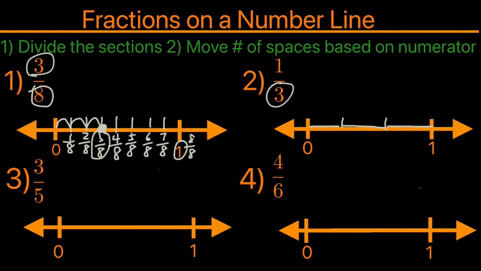So the first section would be 1/3, the second section would be 2/3, and the last section would be 3/3. Therefore 1/3 would be here, and that is 1 space of the numerator starting from 0. And so this is where you will want to plot the dot.